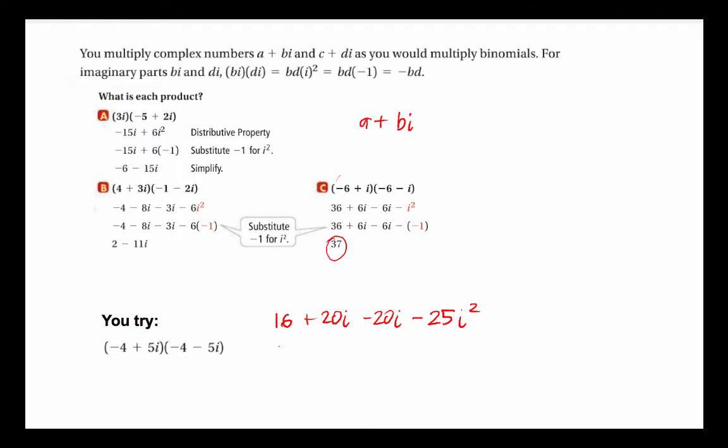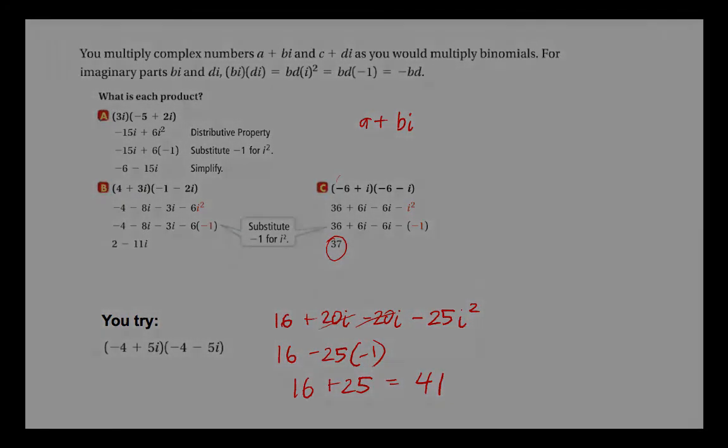Okay, so we can simplify this a little bit. 16 plus 20i minus 20i, those will cancel out essentially. Minus 25 times negative 1. 16, and then here we have negative 25 times the negative 1, that's a plus 25, and that's going to be a value of 41. So those two complex numbers multiplied together wind up as a real number answer.